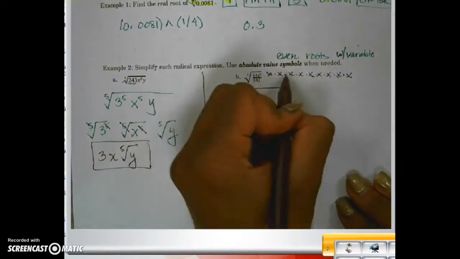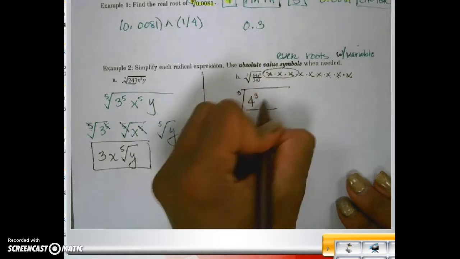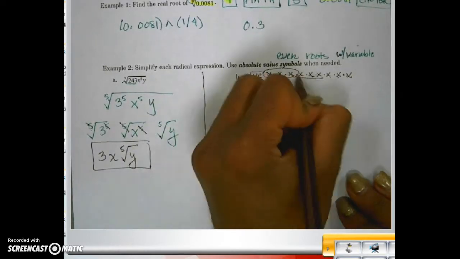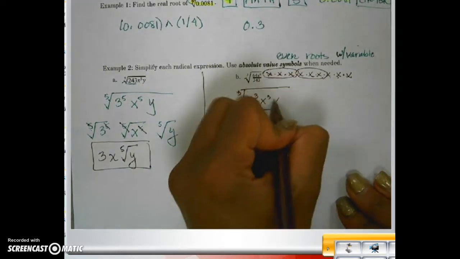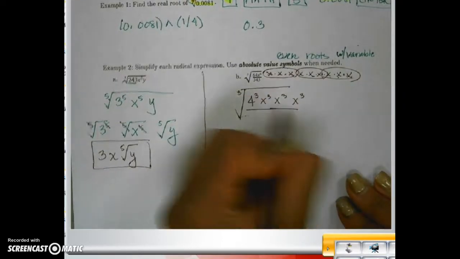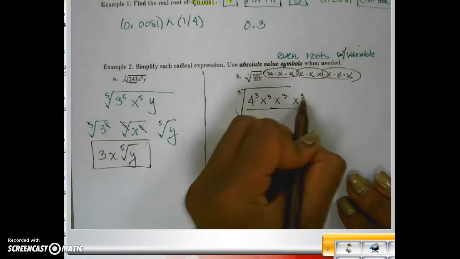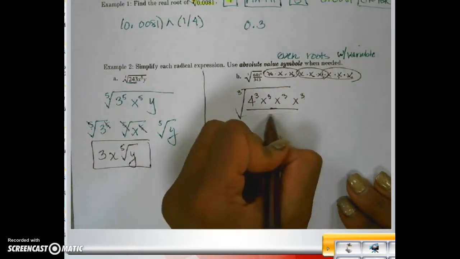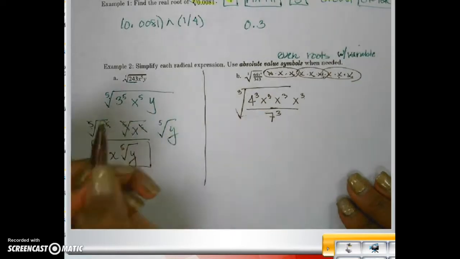But I'm looking for cubes, so I'm going to group these together. This is x cubed. Here is another group, times x cubed. And then here's another one, times x cubed. When I add these up, 3, 6, 9, I get there. And then 343 is 7 cubed.